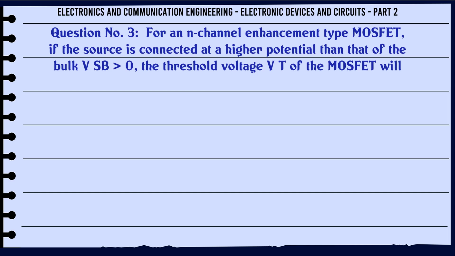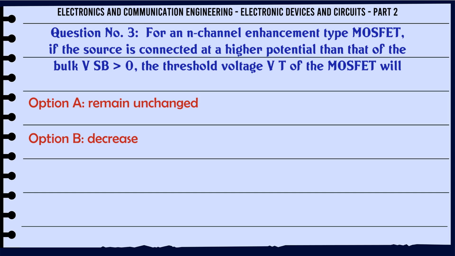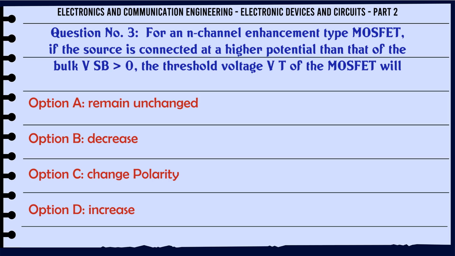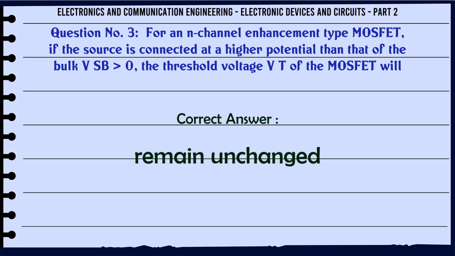For an N-channel enhancement type MOSFET, if the source is connected at a higher potential than that of the bulk, VSB greater than 0, the threshold voltage VT of the MOSFET will: A, remain unchanged; B, decrease; C, change polarity; D, increase. The correct answer is remain unchanged.